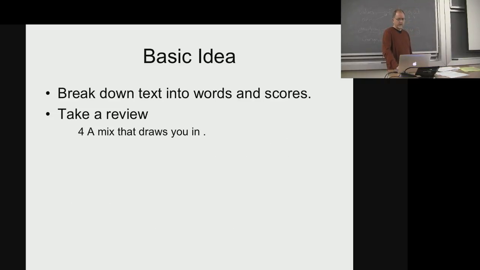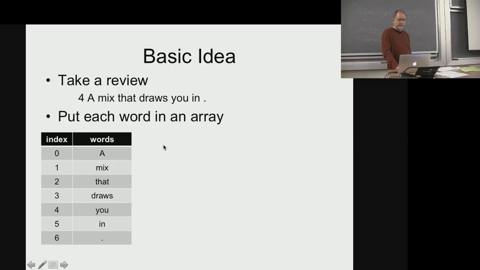So we're going to break down text into words and scores. We're going to take a review, one line basically at a time. We're going to put each word into a big array of words. So if I was starting off from the beginning here, this would go in that first location, mix would go in the next location, that in the next location, draws, you, and then we have this mysterious punctuation word that we don't care that much about, but we don't care enough to kill it off at this point. We could clean it up if we wanted to.